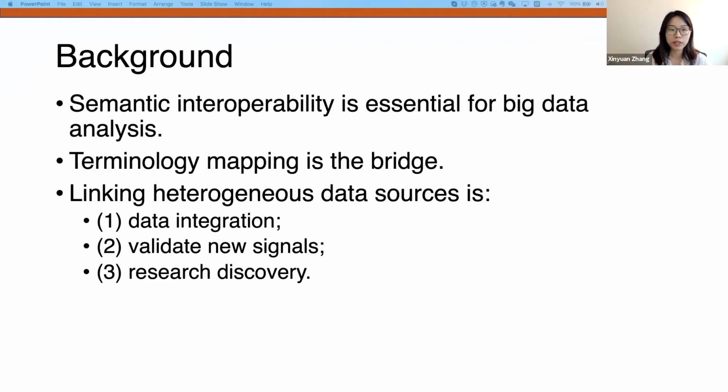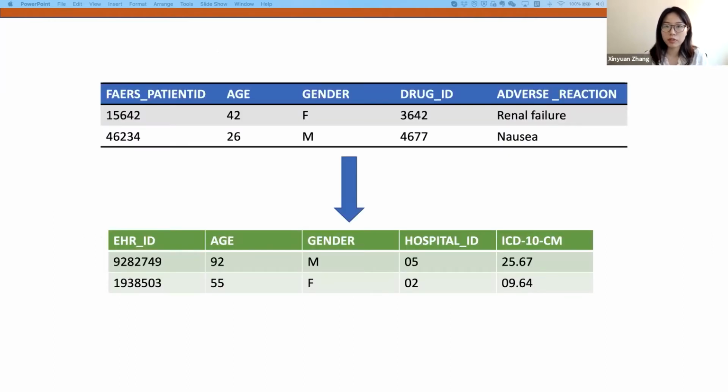And third, by linking heterogeneous data resources, we can help research discovery, expanding the scope of existing research by including new information from different resources. So here is a brief example of why we wanted to use MedDRA and ICD for our illustration.